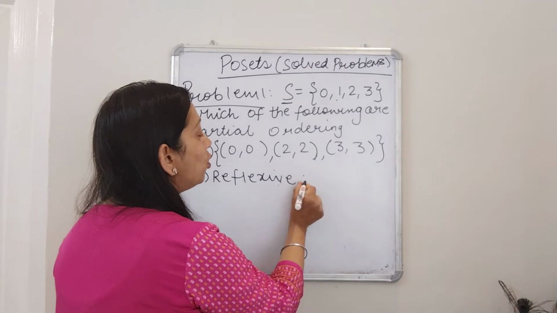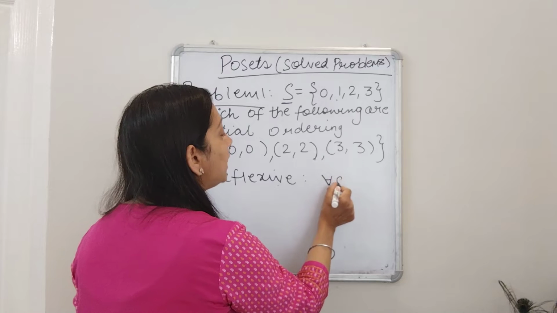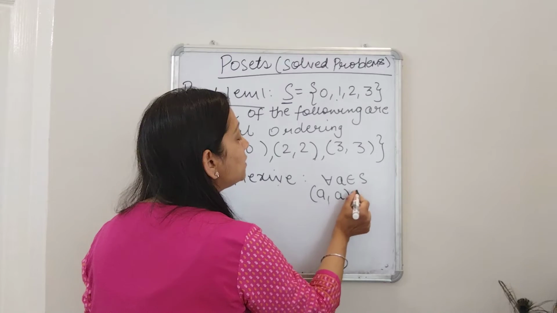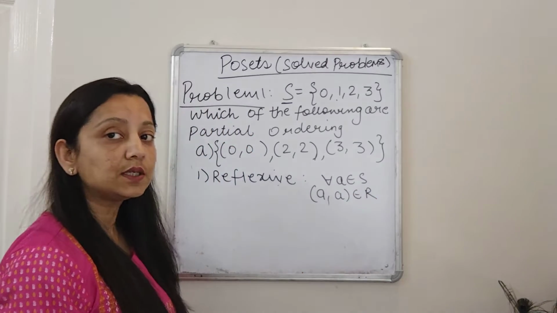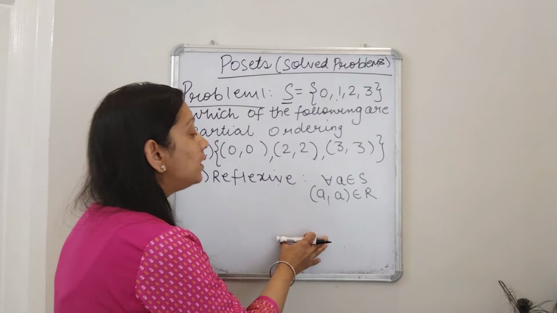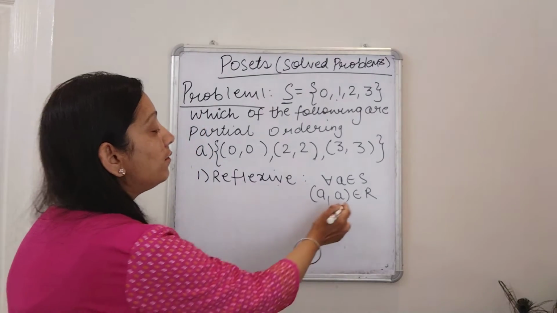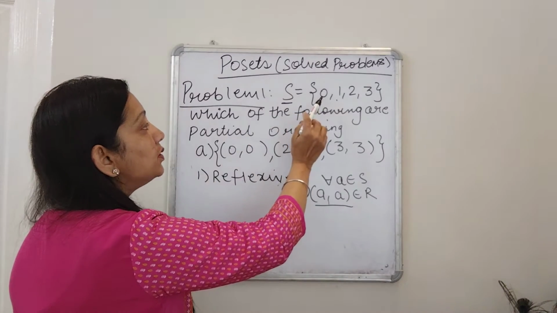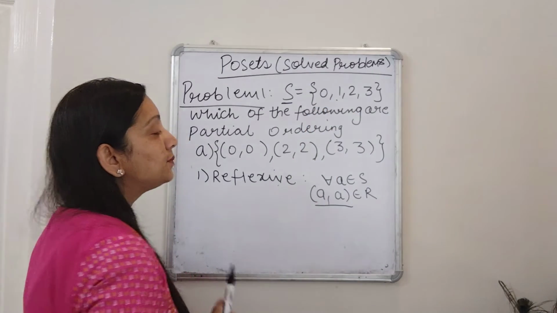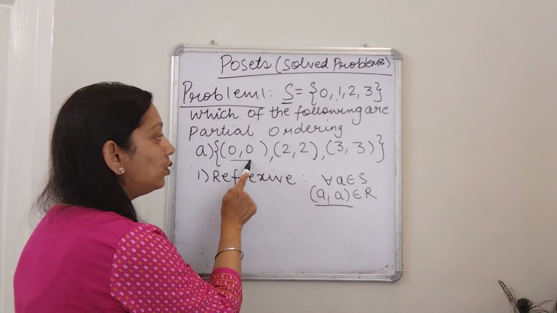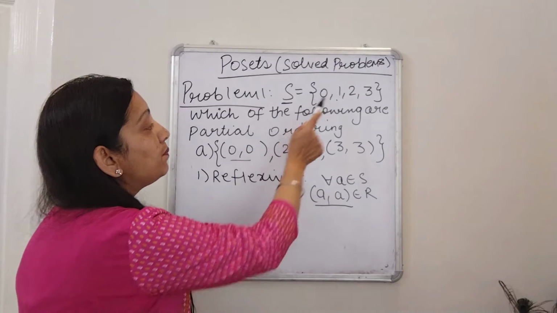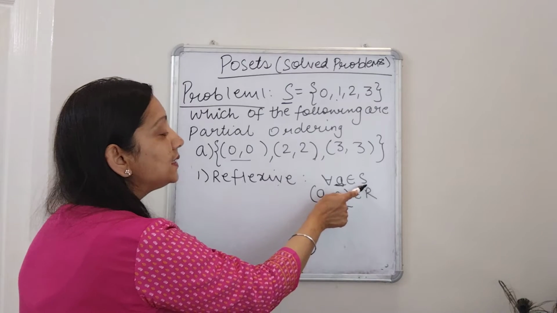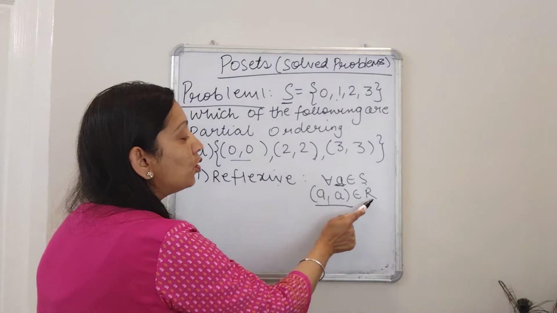Now for reflexive, you know that for all A that belongs to set S, an ordered pair A comma A must belong to the relation set. This is the criterion for a reflexive relation. So now let us see whether these ordered pairs belong to this relation R1 or not. Which are the elements of S? 0, 1, 2, 3. So as per the criterion, we must have a pairing 0, 0. We have it here. Then we must have a pairing 1, 1 also, because we are saying for all A that belong to S, the ordered pair A comma A must belong to the relation.